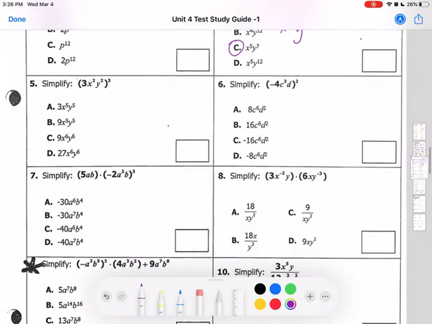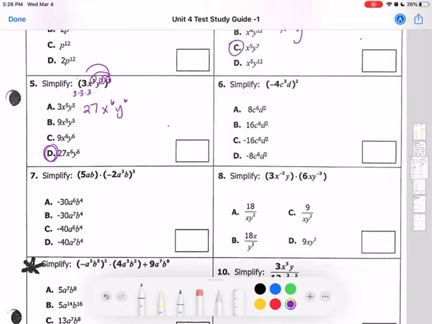Number 5, I'm using power rule, which means I'm going to distribute the 3. That means that I'm cubing everything. So 3 cubed means I have 3 times 3 times 3, which is 27. Then with the exponents, I'm going to multiply. 2 times 3 is x to the 6th. 2 times 3 is y to the 6th. So 27 x to the 6th, y to the 6th.